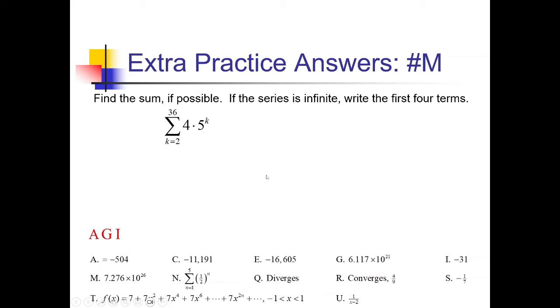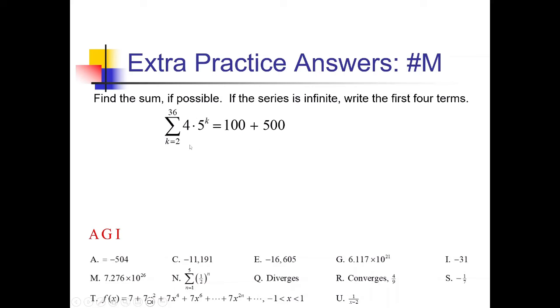For problem M, this one's a little bit of a beast, another sigma notation. I'm going to start this one off by just writing out the first few terms to see if I can see an easy pattern. So we've got 4 times 5 to the, let's see, our first k value is 2 that we're plugging in. So 4 times 5 squared, 4 times 25 is 100. Next up, I'm plugging in 3 for k. 5 to the third is 125. 4 times that is 500.